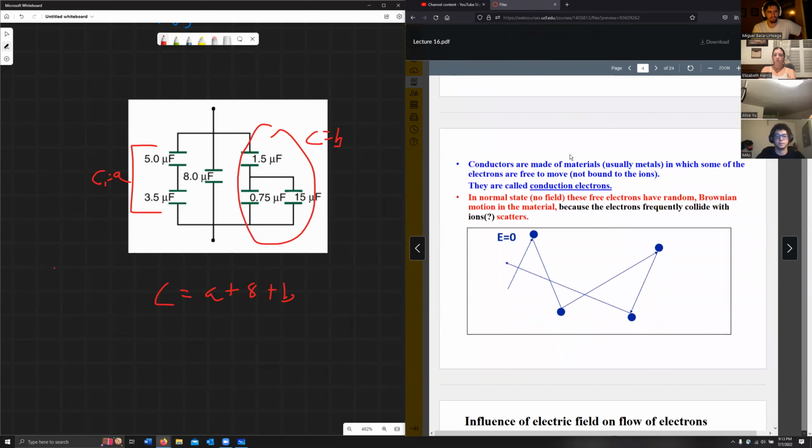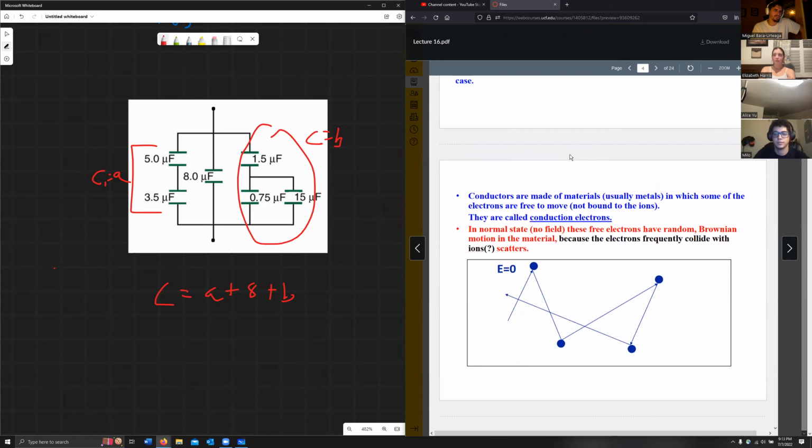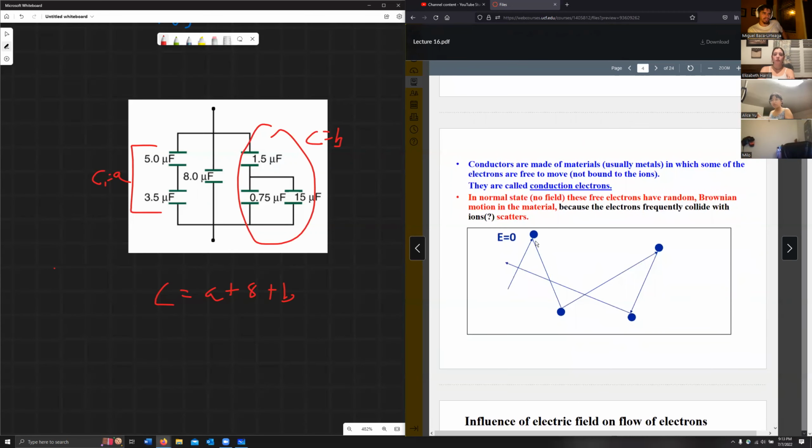Okay. Now we have this. Conductors are made of materials in which some of the electrons are free to move, not bound to the ions. So a good conductor would be like copper, I'm assuming, because we use it in everything. So in the normal state, these free electrons have random Brownian motion in the material because the electrons frequently collide with ions. And this is an example. I'm going to assume that this right here is assuming that there's no electric field.